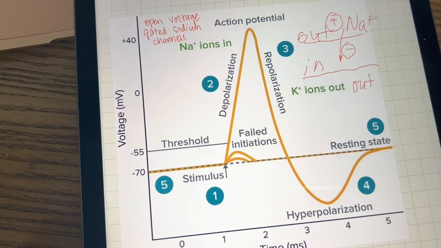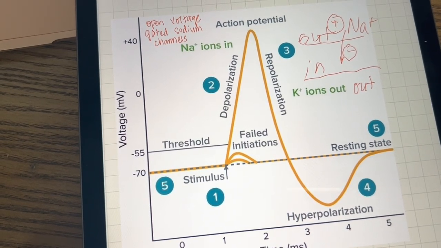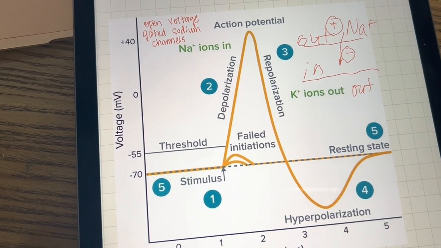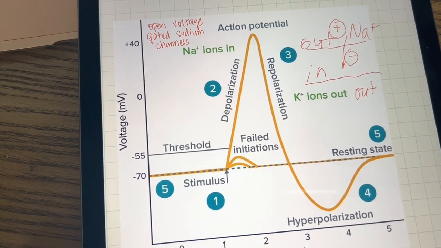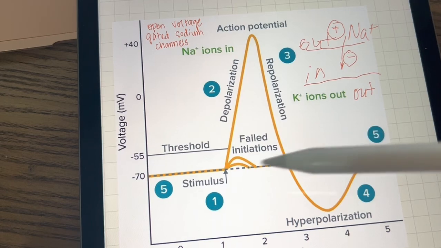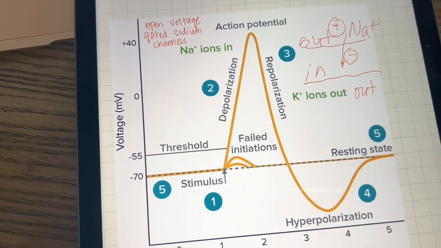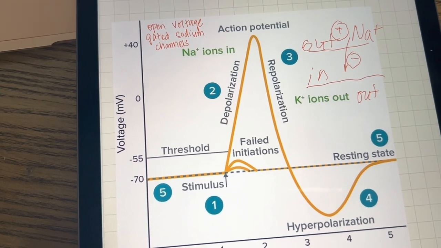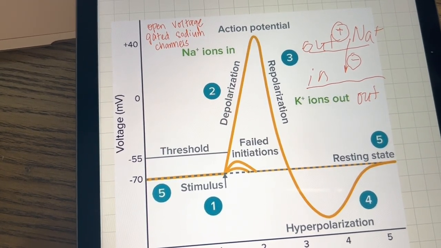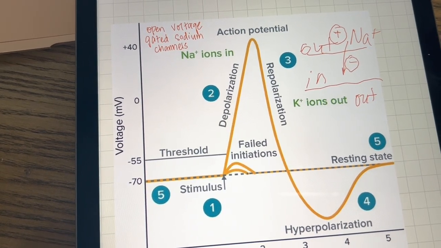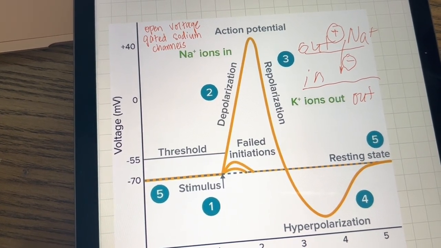When the voltage on the inside reaches a threshold, which the diagram shows at around negative 55 millivolts, it causes depolarization, which is basically an increase in the voltage to some positive voltage, instead of the original negative 70 millivolts during the resting potential.